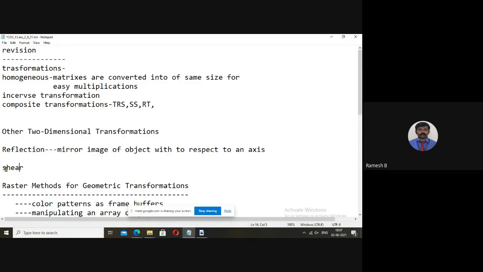Again, we are also doing shear transformation. That means a change in shape. We can change the shape of an object. That's what shear is. These two transformations you need to know.